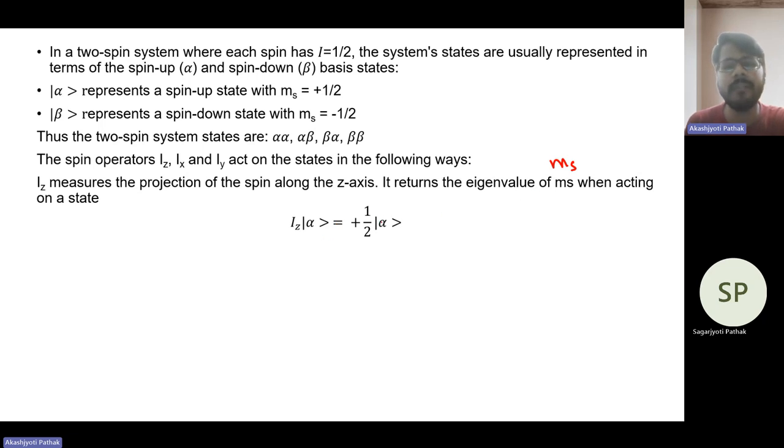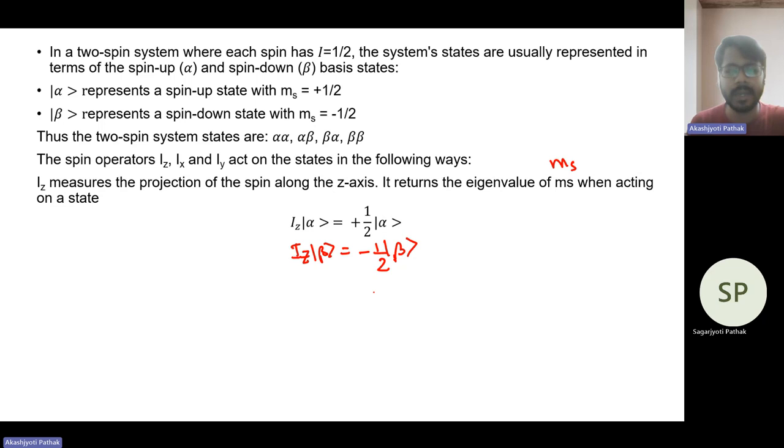So we get plus half alpha. Now similarly, if this Iz operator acts on the beta state, what will we get? We will get minus half beta. So not alpha, it will be beta. It will return the eigenvalue, the magnetic quantum number, when it acts on a state.